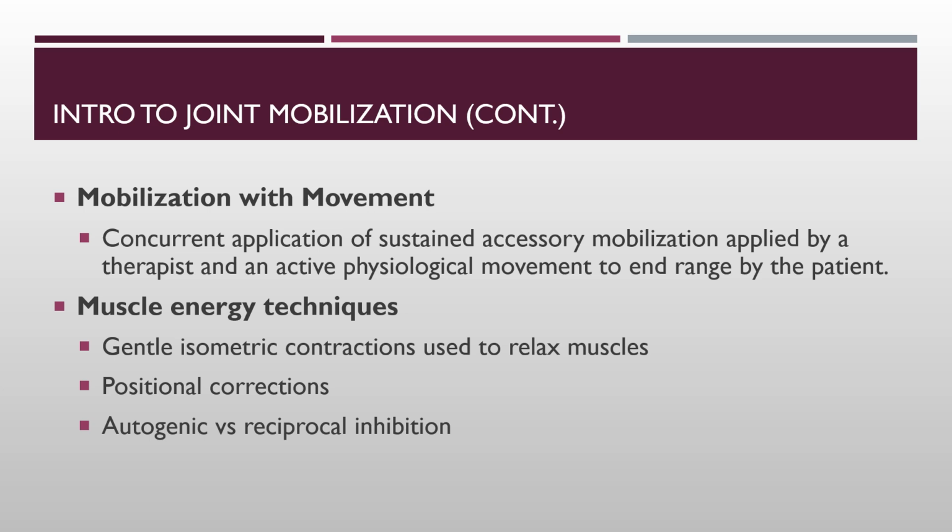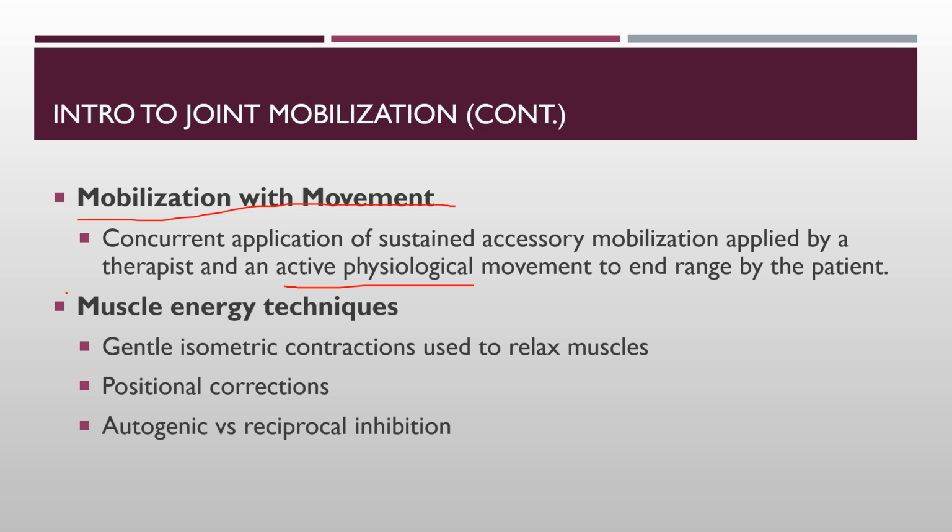There are some other techniques like mobilization with movement. So this is a concurrent application of sustained accessory mobilization applied by the therapist and an active physiological movement to the end range by the patient. So we're mobilizing the joint, maybe a grade 3 or grade 4, and the patient is actively moving into the position that we are trying to increase their range in. So we'll see some of these, we'll practice these, I'll show you some different techniques in lab.